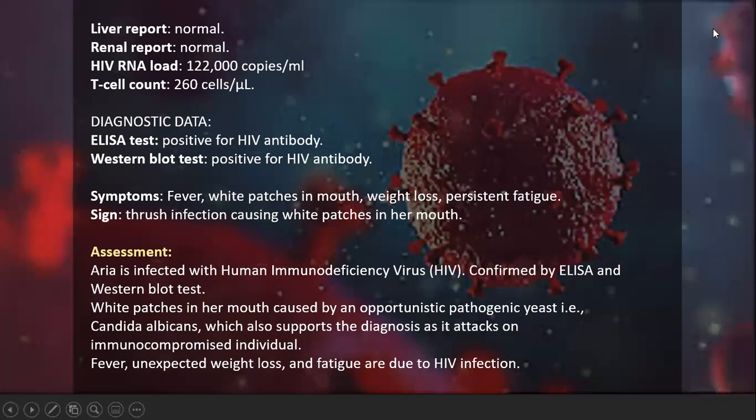Assessment. Aria is infected with human immunodeficiency virus, confirmed by ELISA and Western blot test. White patches in her mouth are caused by an opportunistic pathogenic yeast, Candida albicans, which also supports the diagnosis, as it attacks immunocompromised individuals. Fever, unexpected weight loss, and fatigue are due to HIV infection. This could be because the immune system is working hard to combat the infection, or because HIV has affected the metabolism, which causes loss of appetite and results in fatigue.